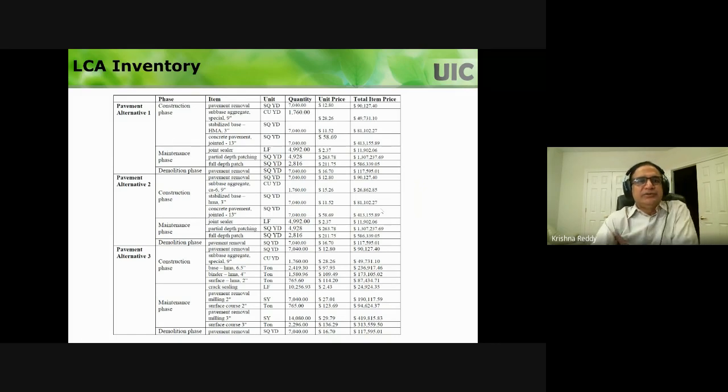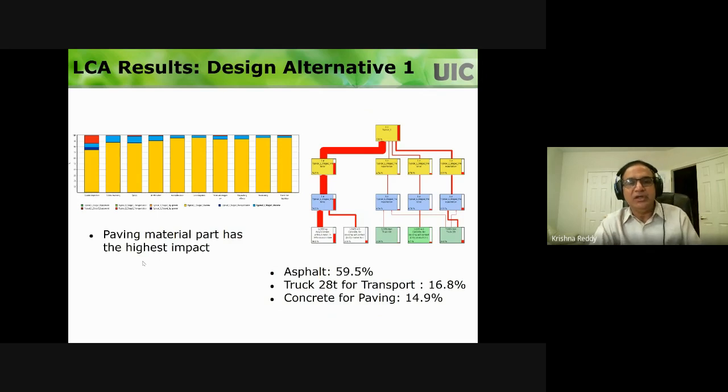So again, this is the LCA inventory. For alternative 1, alternative 2, alternative 3, you need the quantities of the materials that you're going to be needing. And these quantities have to be input not only for environmental purposes, but also for cost estimates, right? I will show you the cost economic assessment later, but these materials have to be input into the environmental assessment also. So when you put all that information into LCA software like SimaPro, you're going to generate results like this.